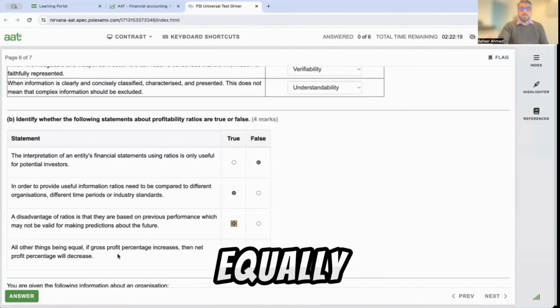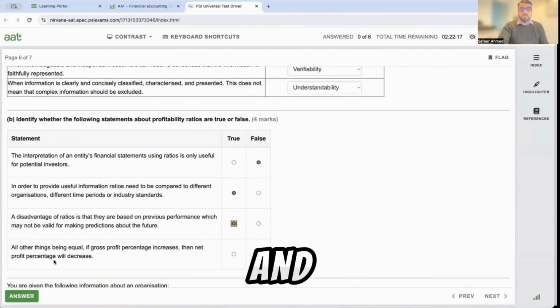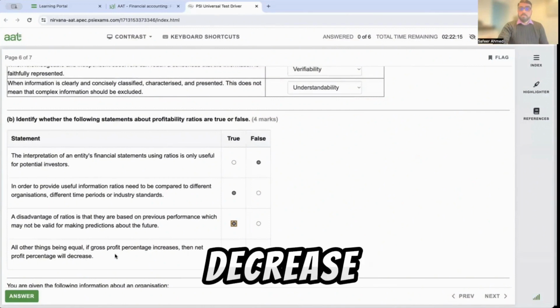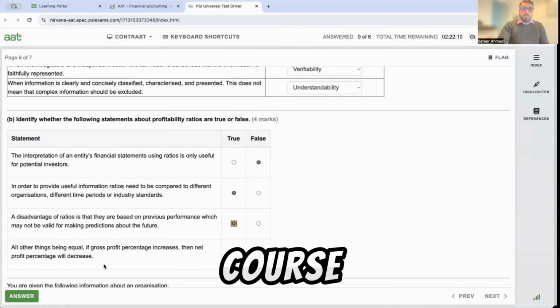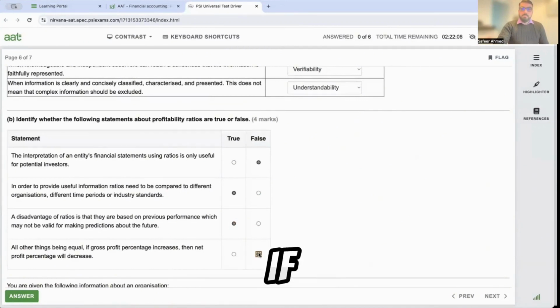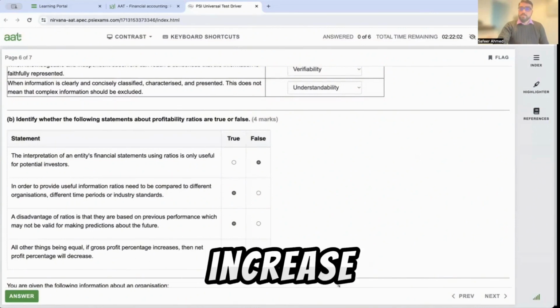So of course that this is true. All other things being equal, if gross profit percentage increases, then net profit percentage will decrease. Well, technically that will increase as well. So of course this is not true, because if the gross profit percentage increases and everything else remains the same, then of course the net profit percentage will increase as well.